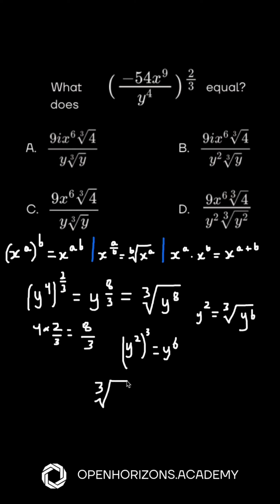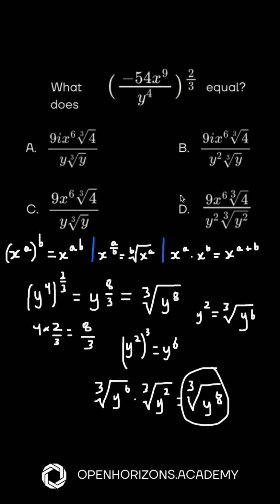Now we're going to apply this third and final rule, which says that x to the power of a times x to the power of b is equal to x to the power of a plus b. So we're just going to add both of the exponents to this whole equation. So the cube root of y to the power of 6 times the cube root of y squared is equal to the cube root of y to the power of 8, since 6 plus 2 is 8.